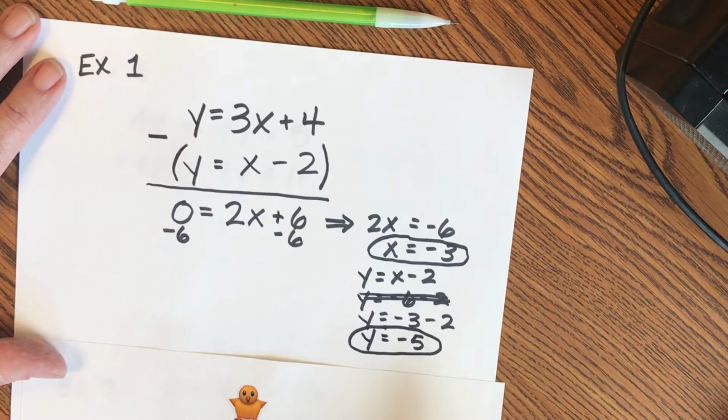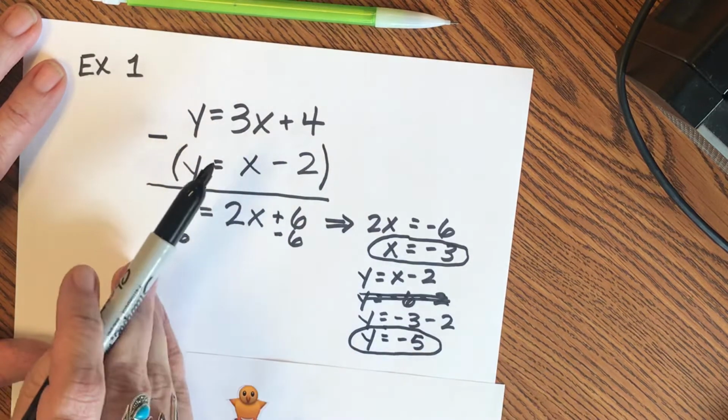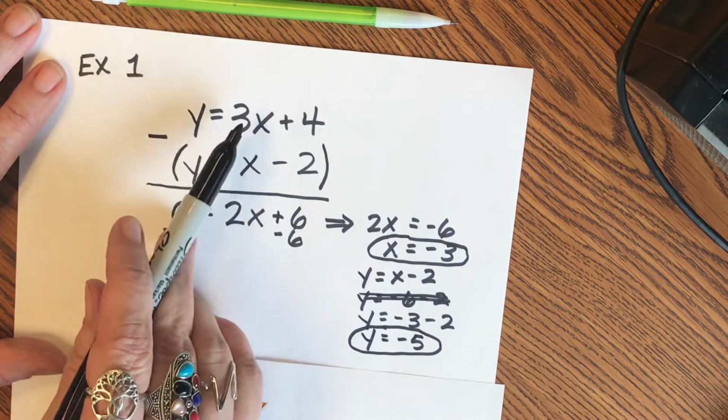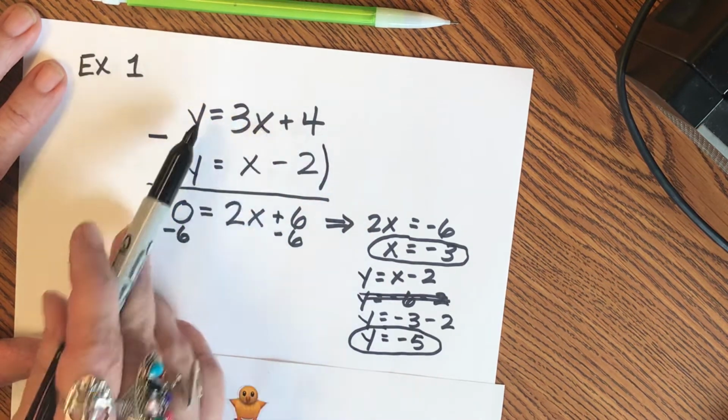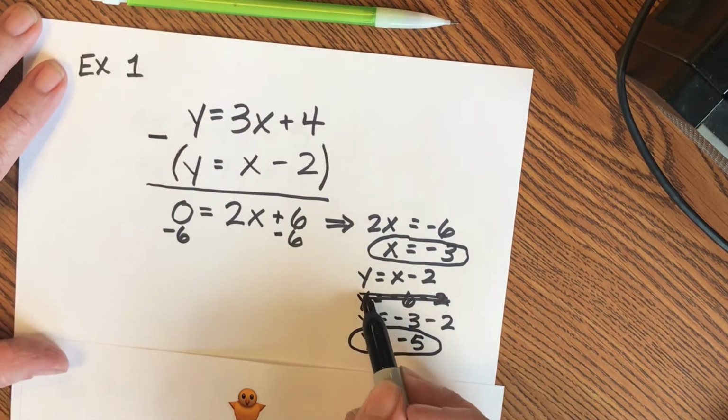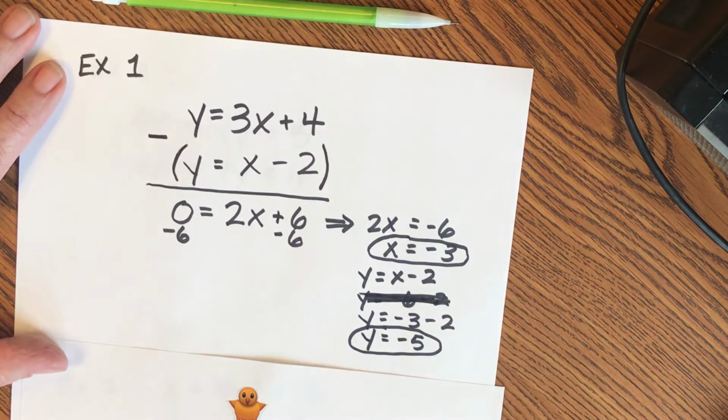Now you can go back and check. If I put a -5 up here and I multiply 3 times -3, which is -9, plus 4 is -5. Ignore my mistake there. Sorry about that. My assistant didn't catch it either.